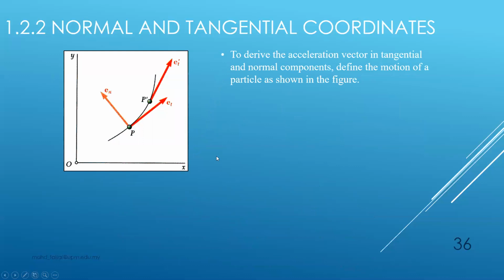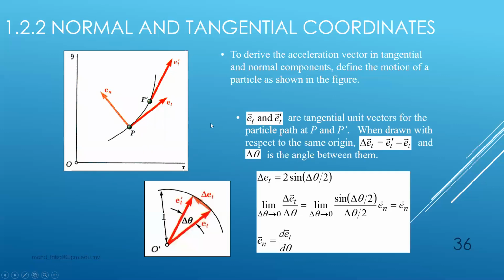To derive the acceleration vector in tangential and normal components, define the motion of a particle as shown in this figure. Here you can see that there is a tangential component and a normal component, and here we have the tangential component at P prime. At this point we should also have the normal component pointing to this center, towards the inside of this particular curve.